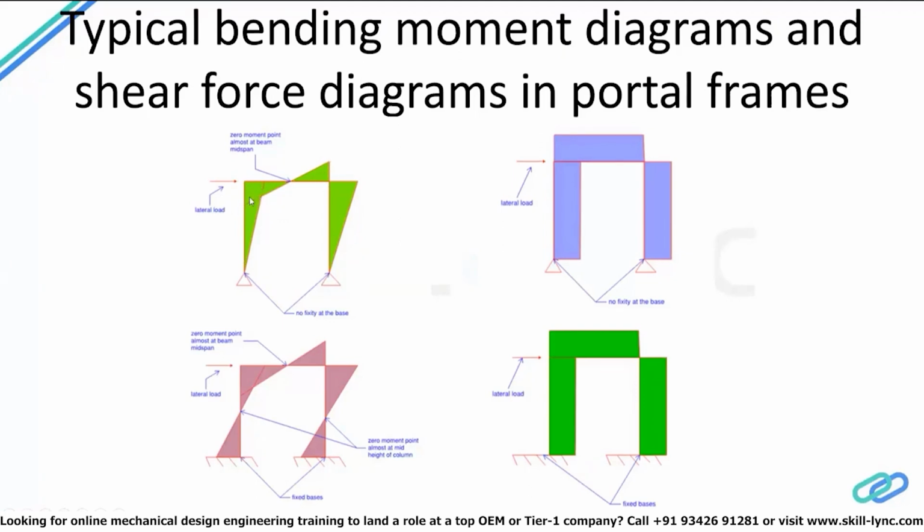And then these moments which are developed in the columns and the beams are such that the joint over here is in equilibrium. So by that, what I mean is, the bending moment in the column over here and the bending moment in the beam have to be equal in magnitude for moment equilibrium of the joint. So that means, for this example, the moment induced in the beam at this joint and the moment induced in the column at this joint is equal in magnitude but opposite in sign.